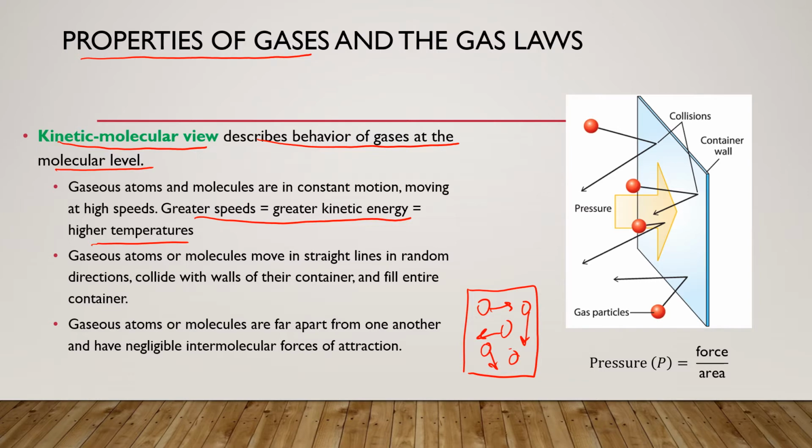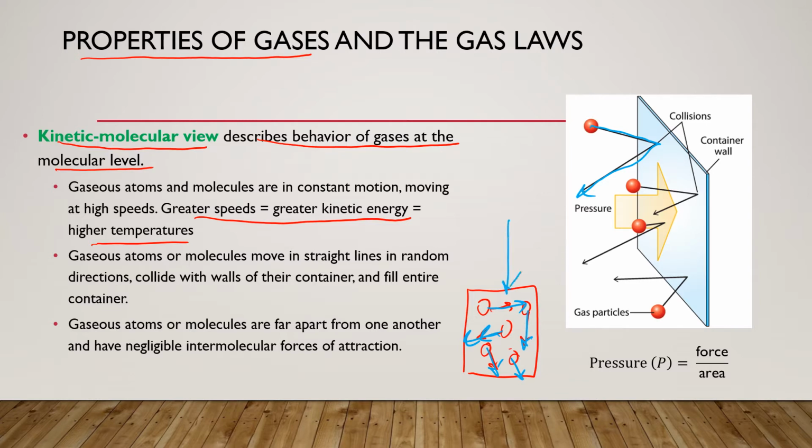The atoms or molecules of gases move in straight lines but in random directions. And when they are moving, they may collide with other particles or with the walls of the container. For example, this molecule can also collide with the walls of the container. And that's why they fill the entire volume of the container, because they are moving in random directions. So they occupy the entire space available within the container.